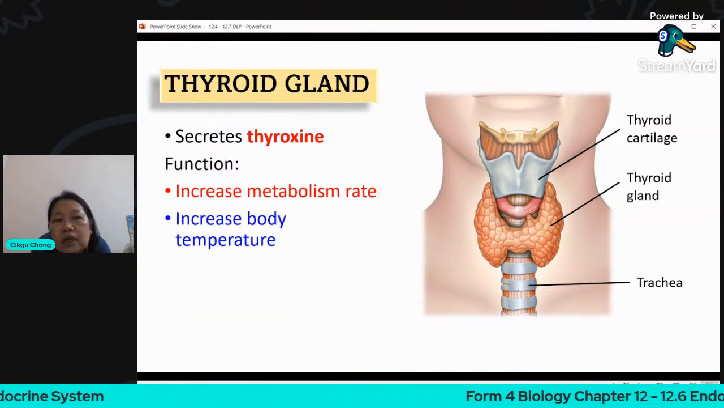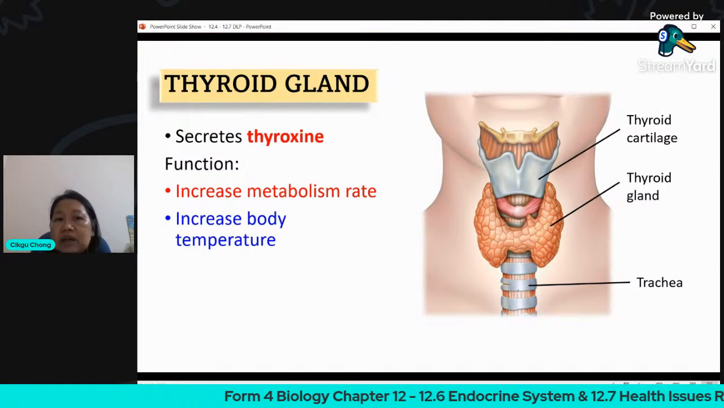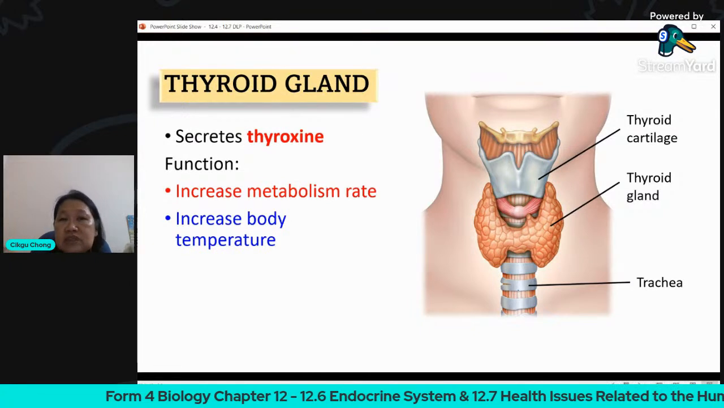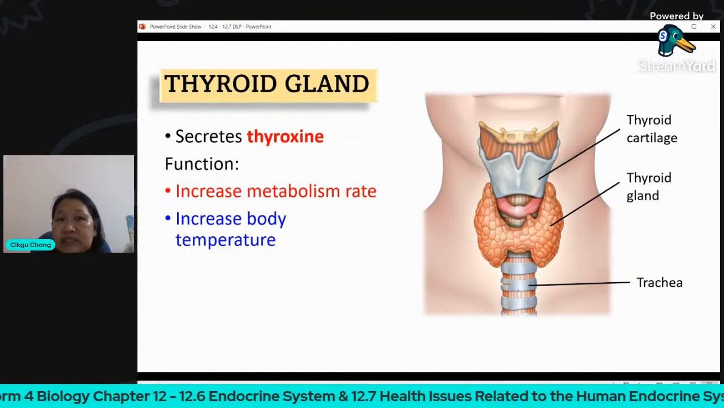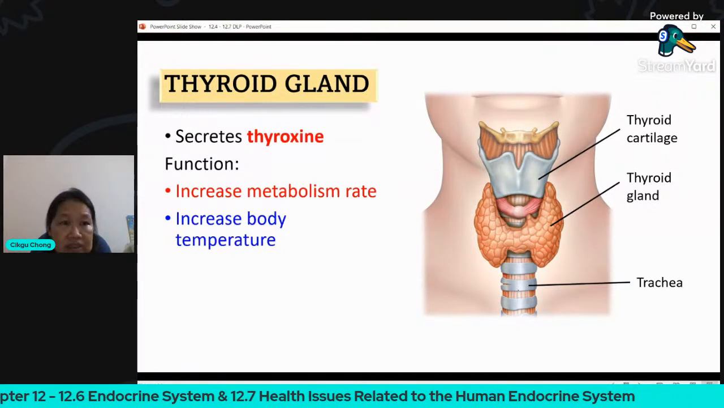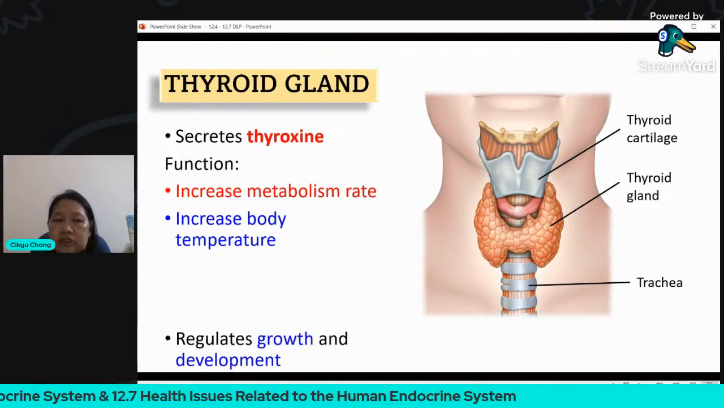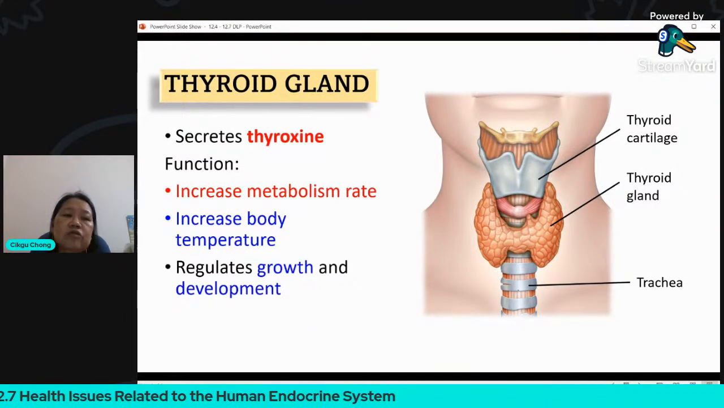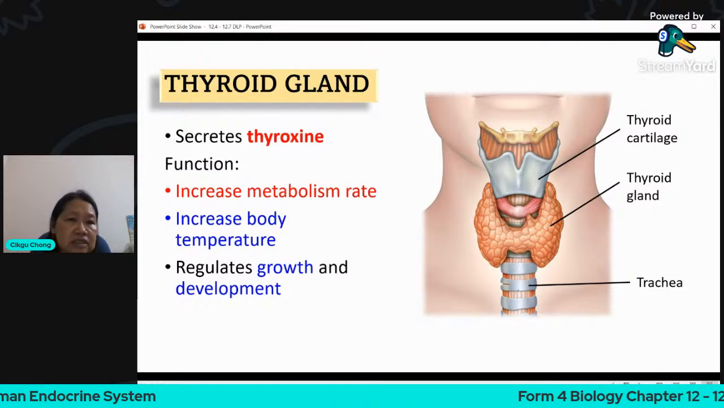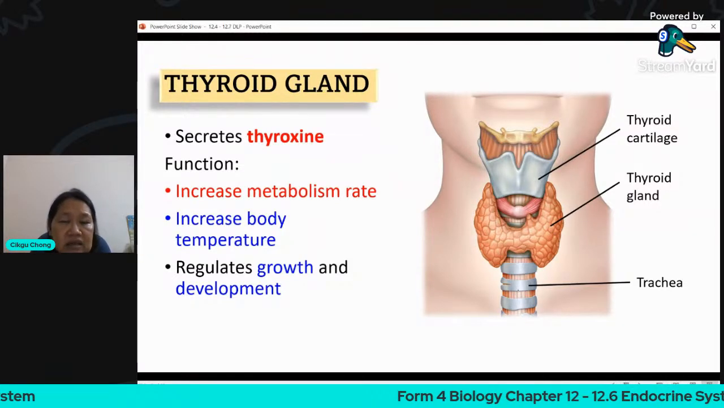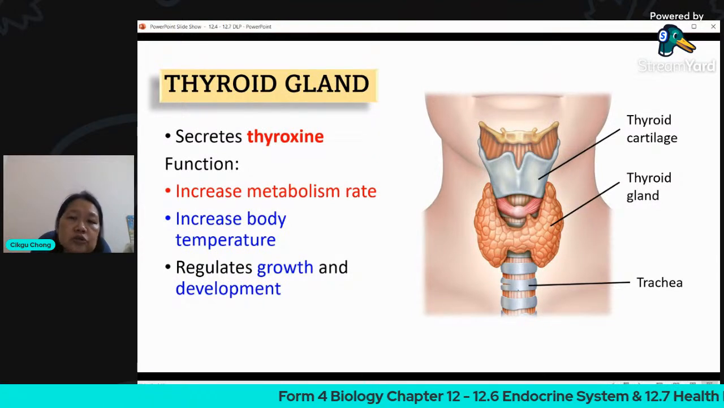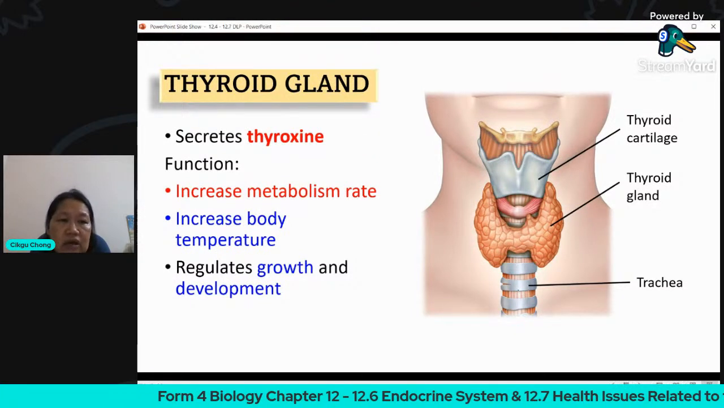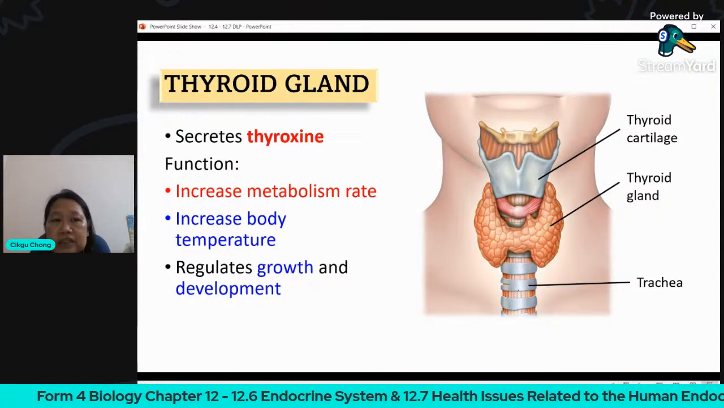Okay, it will increase body temperature. When your metabolic rate is high, it produces heat. So it will increase the body temperature. Okay, it also regulates growth and development. So during puberty, thyroxine will be produced at a higher rate compared to before puberty. Okay, it regulates growth and development. Okay, this is all you need to know.